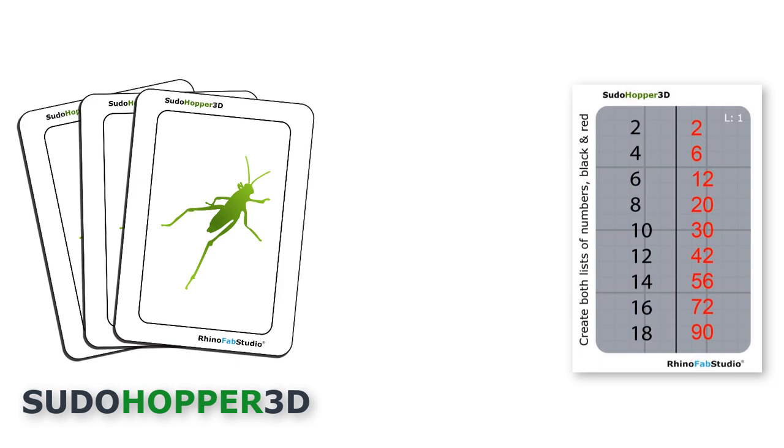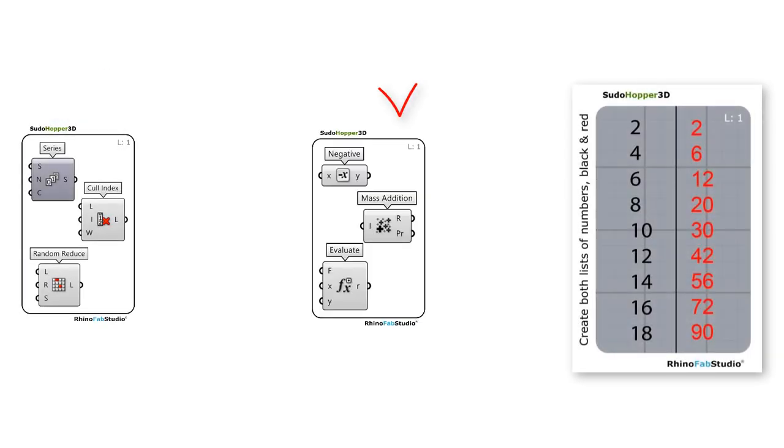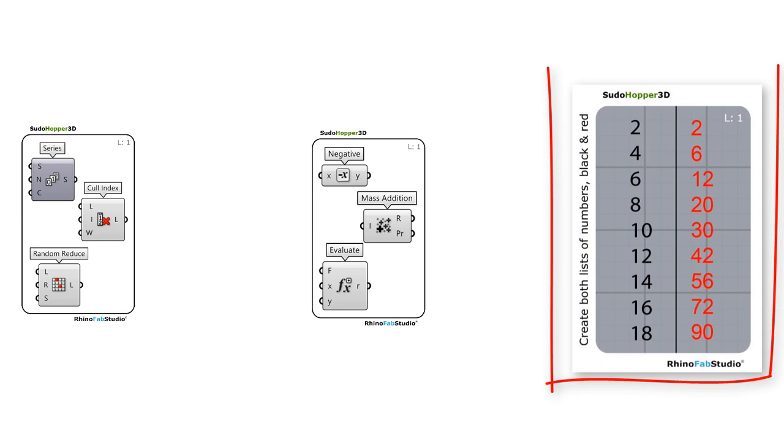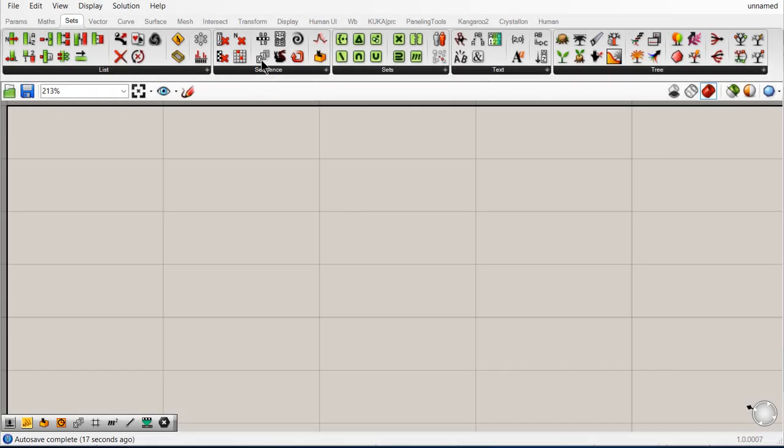Let us create these two lists. So we need to create a series of numbers and we need to drag and drop the mass addition component in order to create these two lists of numbers. So first, drag and drop a series.